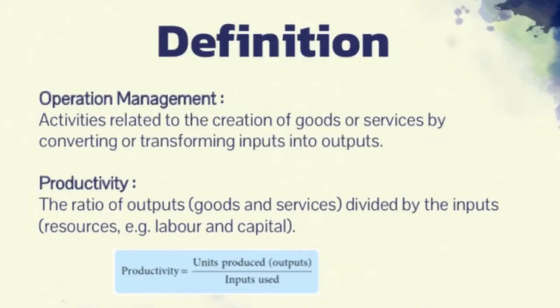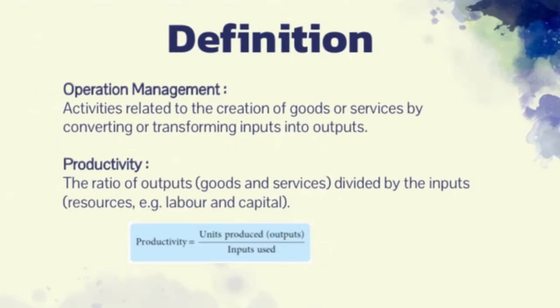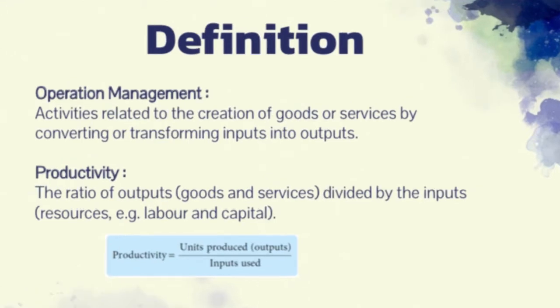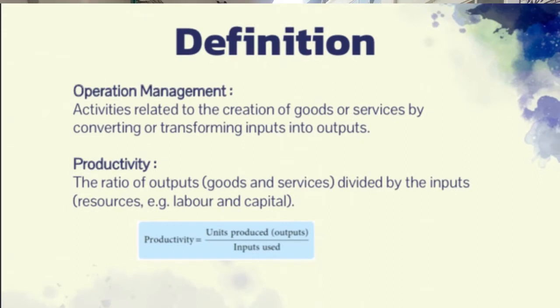Okay, next slide is definition. What is the definition of operation management? Operation management is activity related to the creation of goods or services by converting or transforming input into output. And the definition for productivity is the ratio of output goods or services divided by input resources, labor and capital. We can see the table on how to calculate.